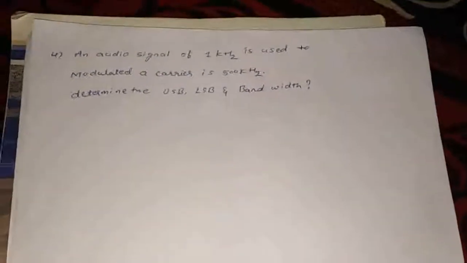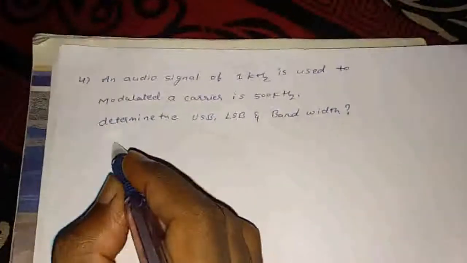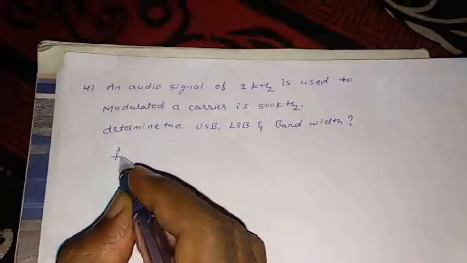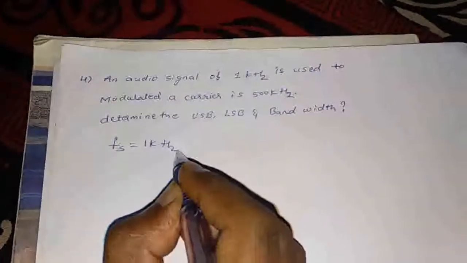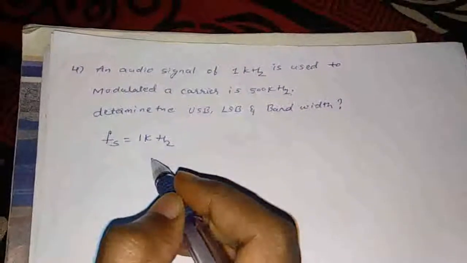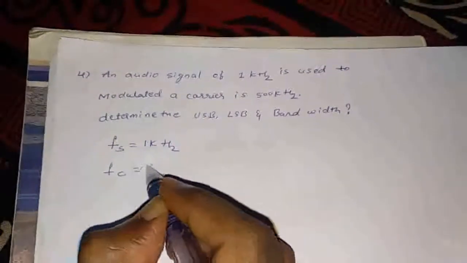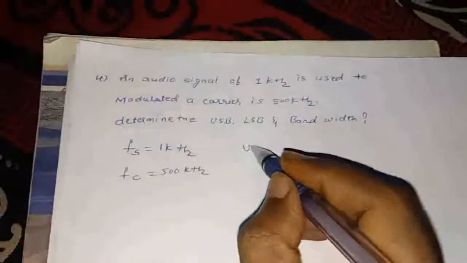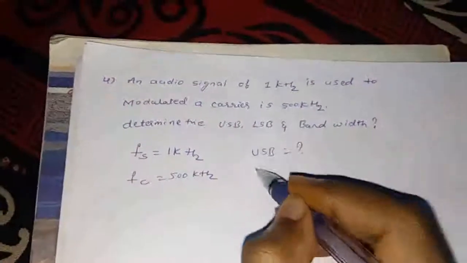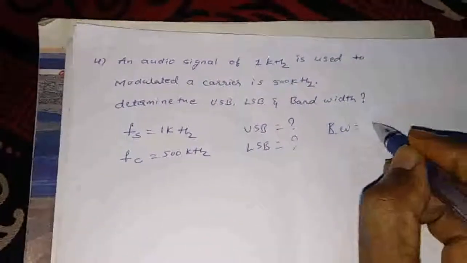An audio signal of 1 kilohertz is used, that is fs is equal to 1 kilohertz, to modulate a carrier wave, that is fc, equal to 500 kilohertz. Find out the USB, LSB and bandwidth.